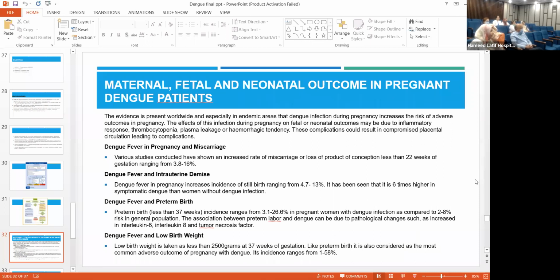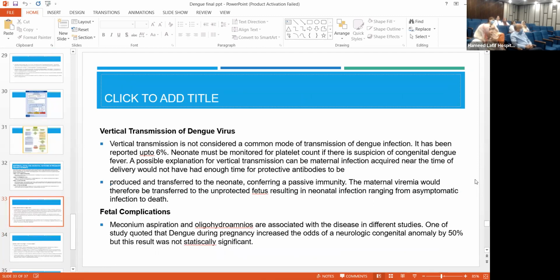Preterm birth less than 37 weeks, the incidence is 3.1 to 26.6%, and low birth weight is 1 to 58%, like preterm. Vertical transmission does occur. That's why we should be very carefully monitoring the fetus. We should be monitoring the baby after delivery as well.